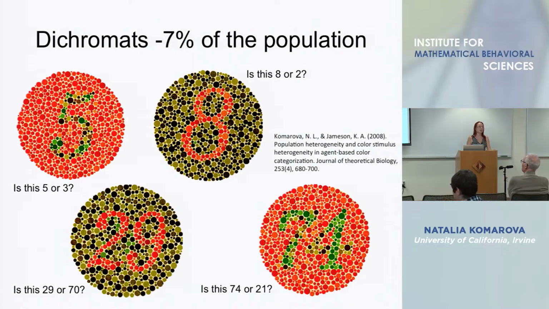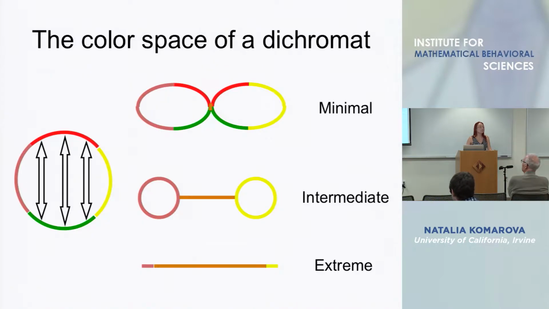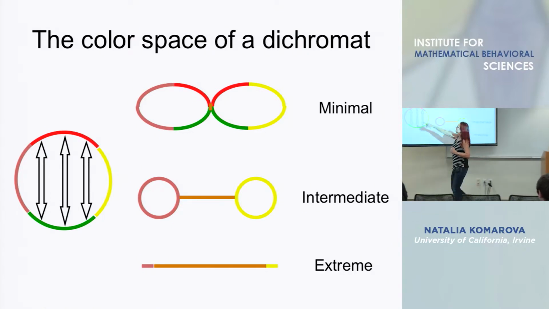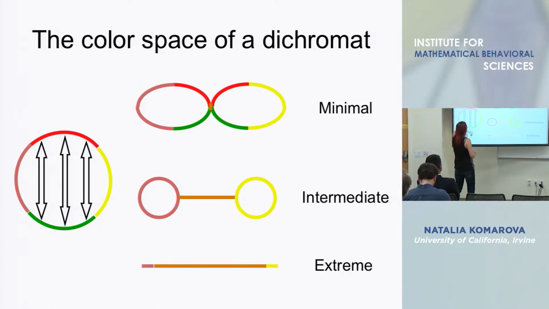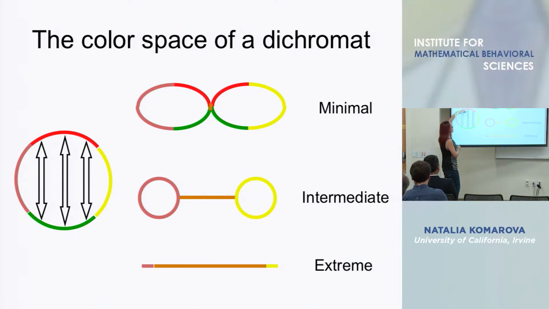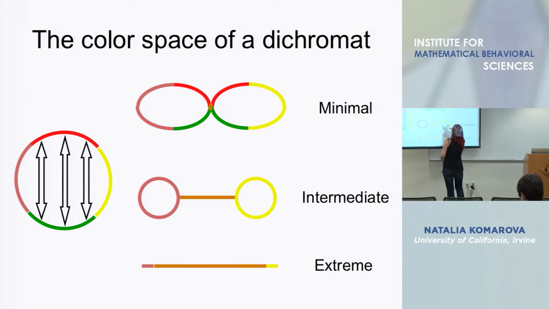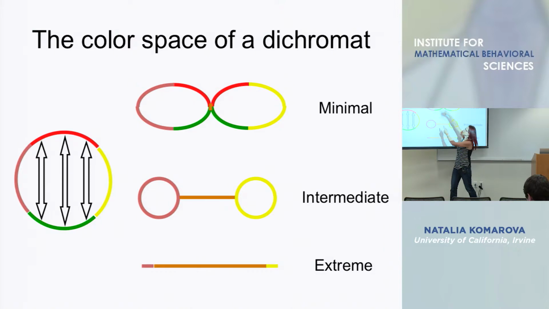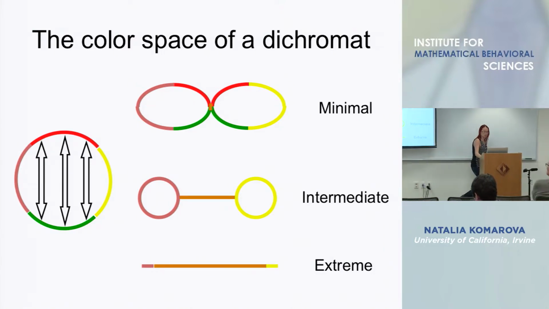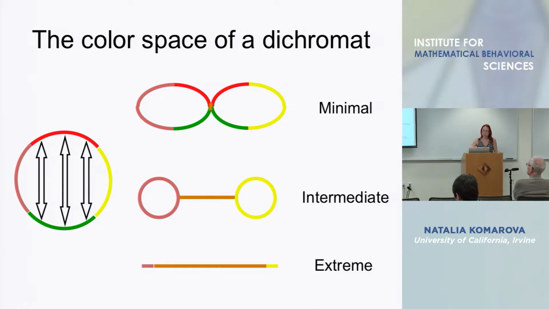For them, the color space is squished. So for a normal observer, we have a circle that I already drew. And the dichromats kind of, to them, red looks similar to green. So it gets squished in a certain direction. This is just squished a little bit. Only 2 points are identified with each other. And this is squished completely. So you can imagine different degrees of this color blindness, right?